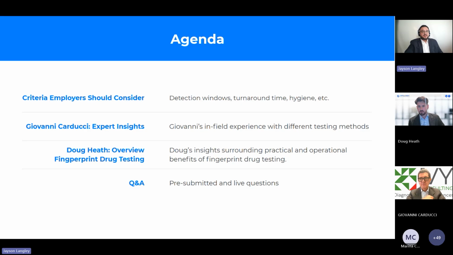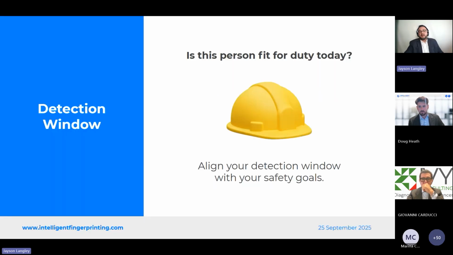With that, let's jump into the key criteria everyone should consider when choosing a workplace drug testing method. I'll begin with the concept of detection windows. Every drug testing method detects substance use over a different time frame. And that matters when you're choosing the right tool for your safety goals.